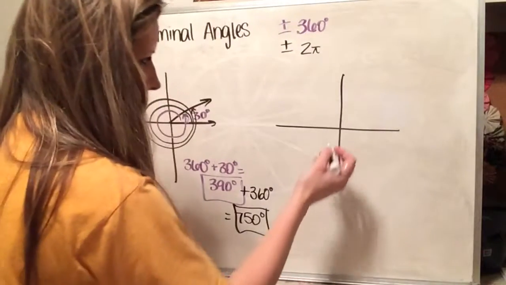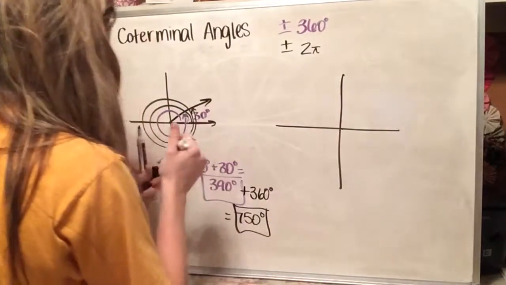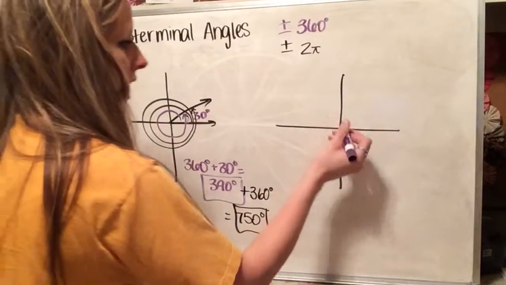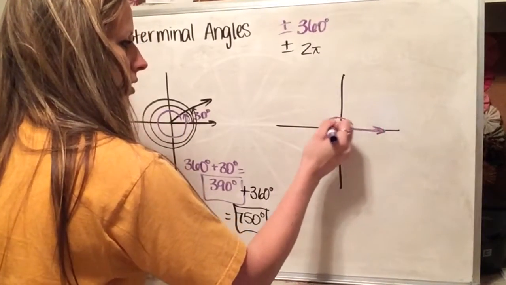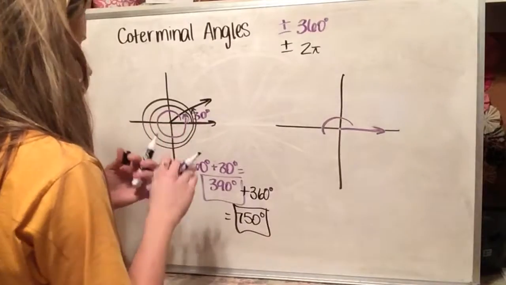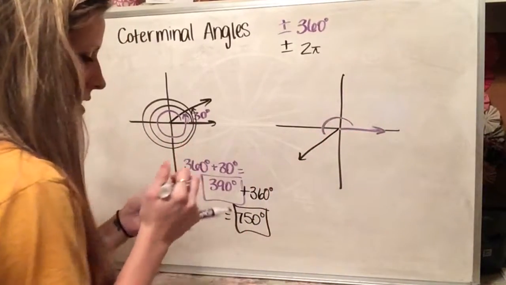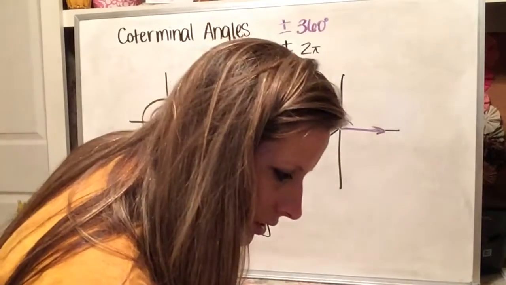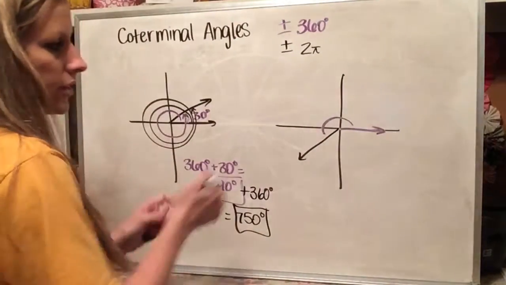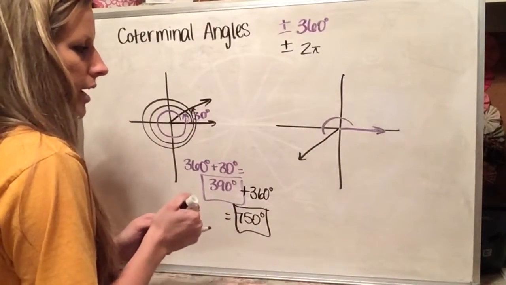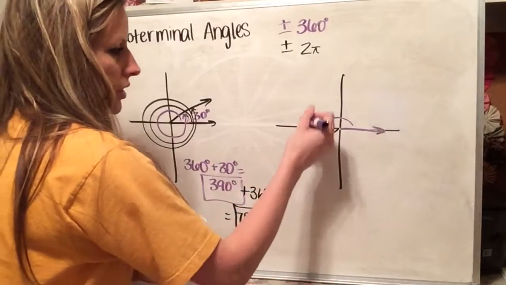The next one goes to, let's see, we have our initial side, and we're going to go to, let's see, that angle. I thought that angle looked like 30 degrees past 180, so I said it was 210.